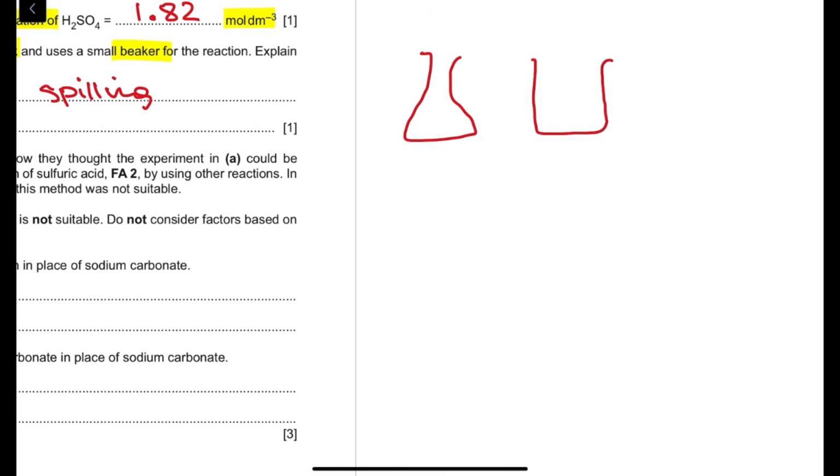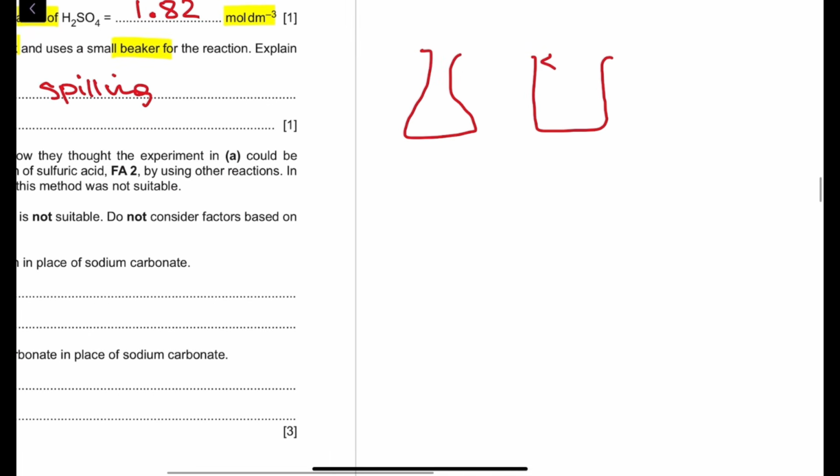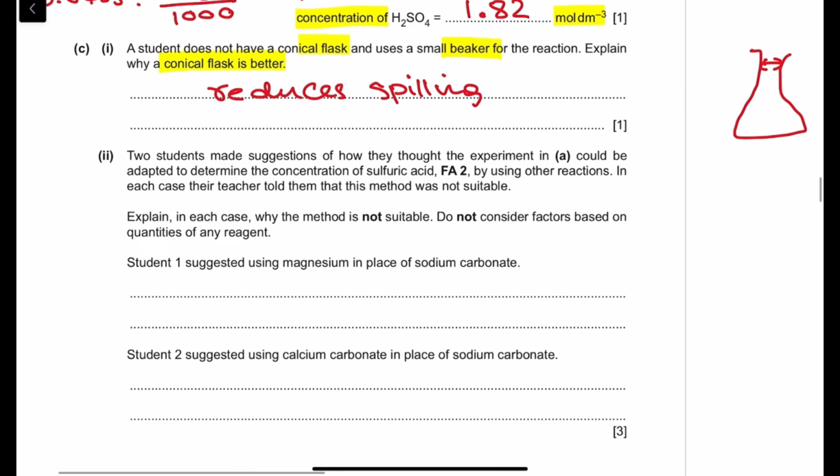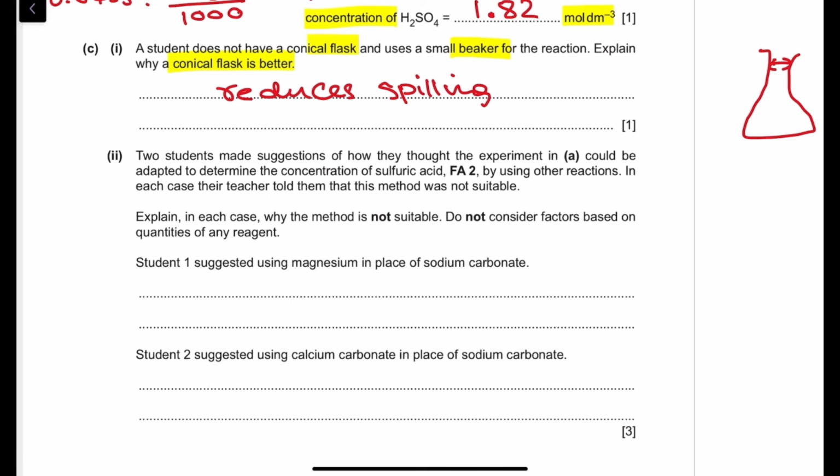If you look at the necks of the two, you can see that beakers have a much wider diameter at the top. This means that while you're swirling, it is more likely to get spills from the reaction mixture, and thus you're more likely to lose some reaction mixture. So with a conical flask, you'd lose less reaction mixture.